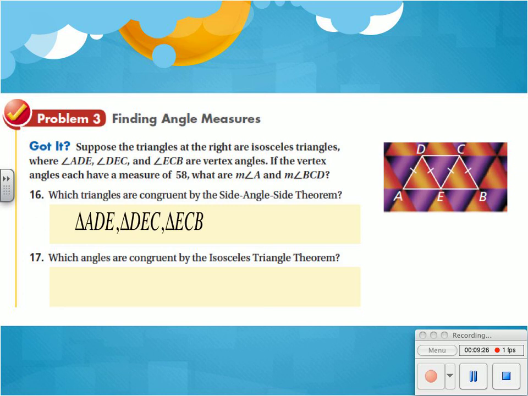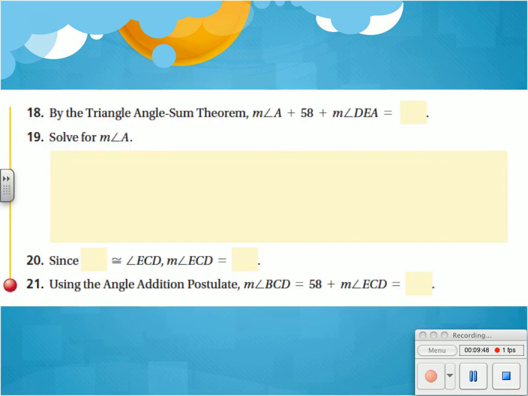So which angles are congruent by the isosceles triangle theorem? We know that angle A and angle DEA are congruent, angle EDC and angle ECD are congruent, and angle CEB and angle B are congruent. So let's go ahead and finish up this problem. By the triangle angle sum theorem, the measure of angle A plus 58 plus the measure of angle DEA equals 180. All right, we're going to solve for the measure of angle A.